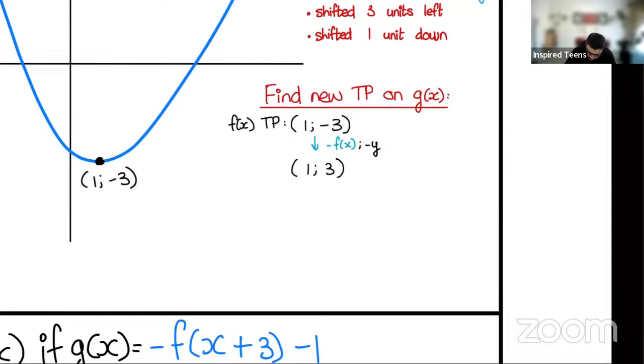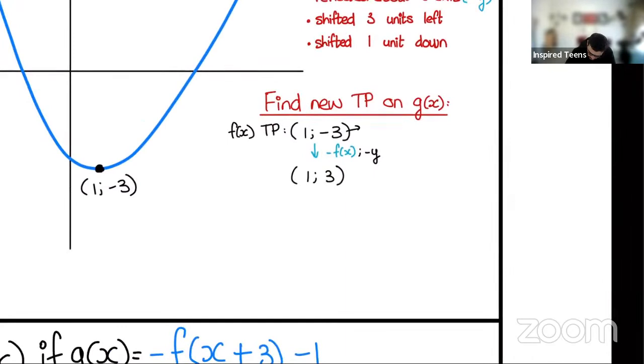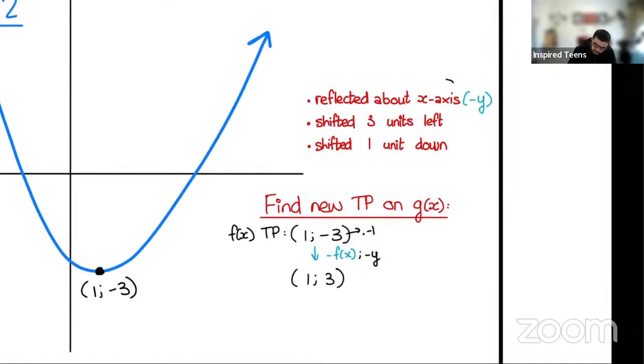So what change have we made? We've made the change of negative f of x. We essentially make y negative. We multiply this by negative 1. We just multiply by negative 1, because how do we make the change of reflecting about the x-axis? We essentially make y negative.